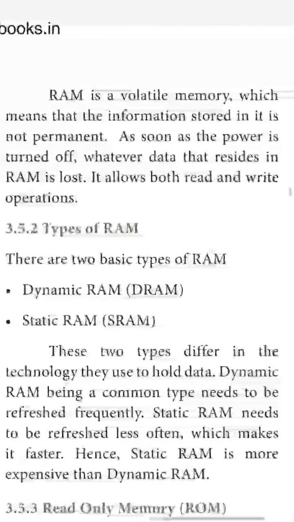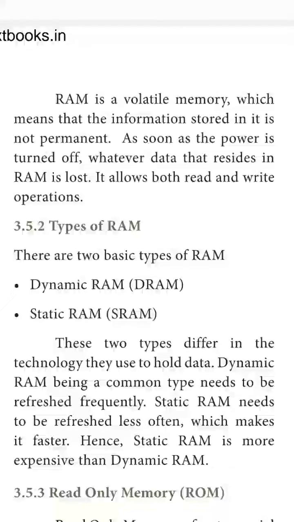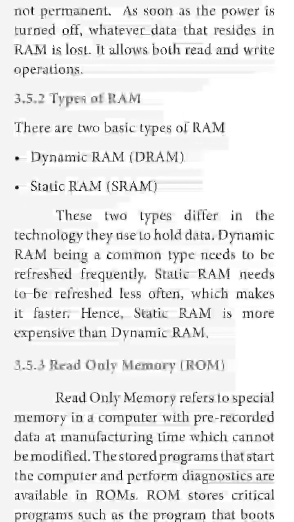RAM is volatile memory, which means that the information stored in it is not permanent. As soon as the power is turned off, whatever data resides in the RAM is lost. It allows both read and write operations. Types of RAM. There are two basic types of RAM: dynamic RAM and static RAM.